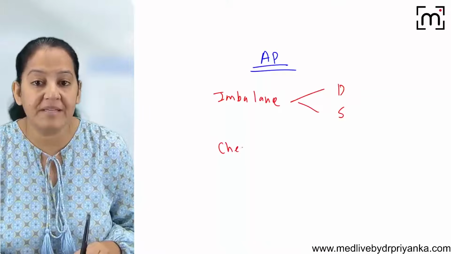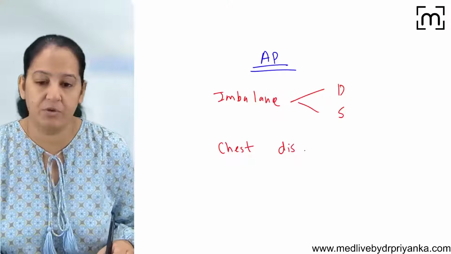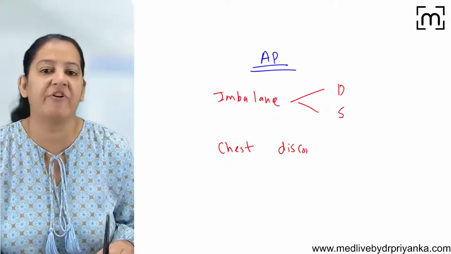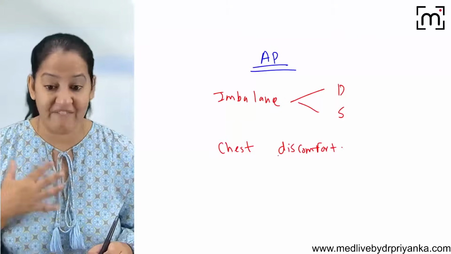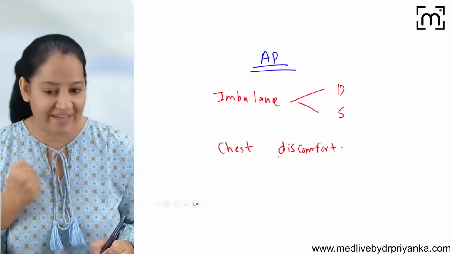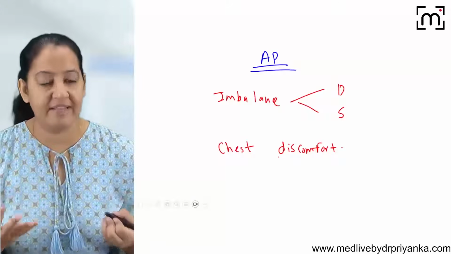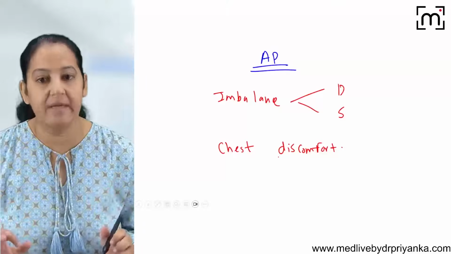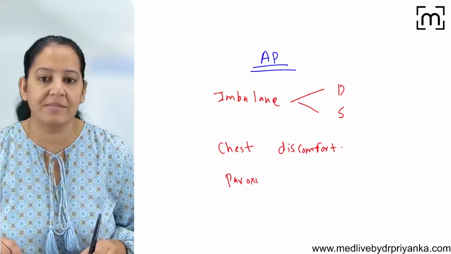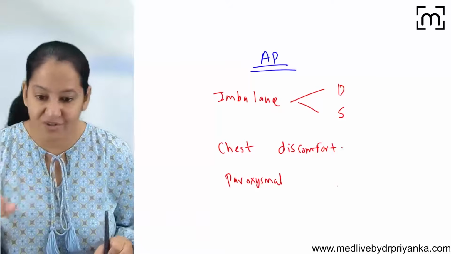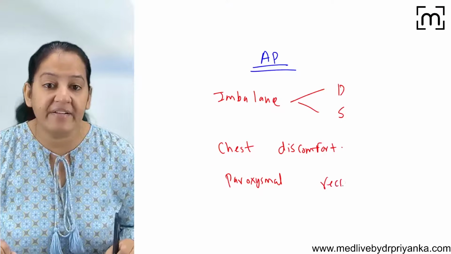Here the patient presents with chest discomfort. Don't say the word pain, say the word discomfort. Highlight the word discomfort, because the patient doesn't have pain, the patient has heaviness in the chest, a squeezing feeling in the chest. So we would say the word discomfort more correctly here. Patient is having chest discomfort and the disease is paroxysmal. Paroxysmal means it comes in attacks. It is not continuous and it has recurrent episodes.